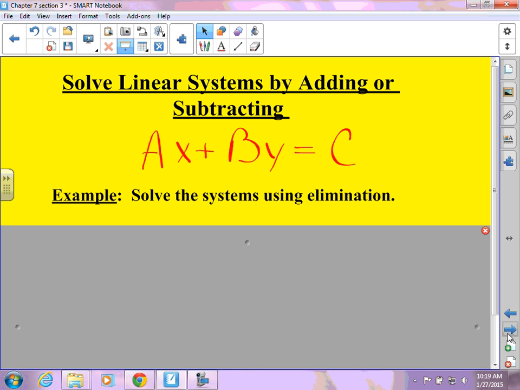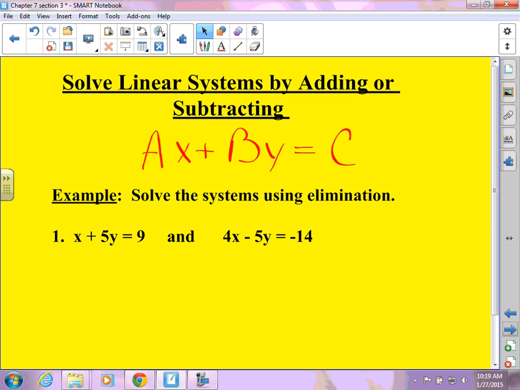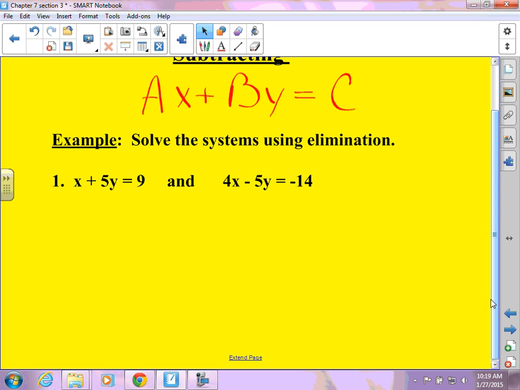So let's take a look at number one. Is the first equation in standard form? Yes, it has to be an X, it has to be a Y, it has to be an equals, and it has to be a 9. Next equation, is it in standard form? Yes. It's 4x, and then it's a y, and then it's an equals, and then it's a 14.